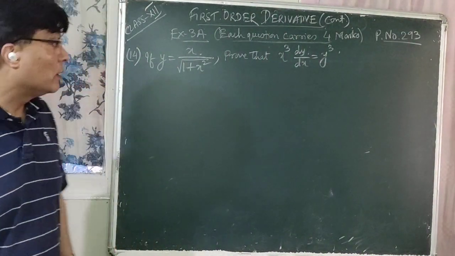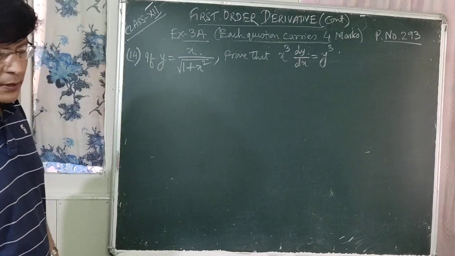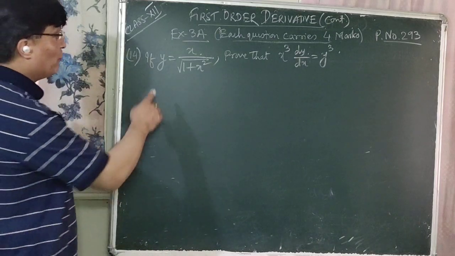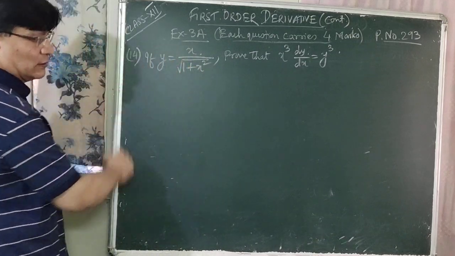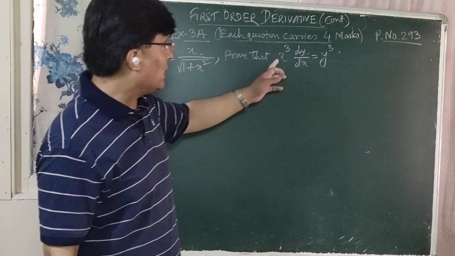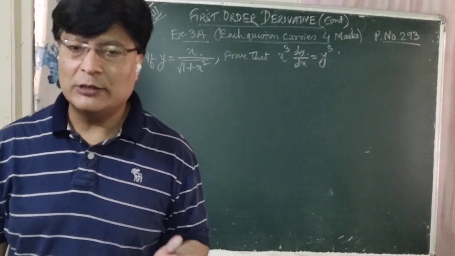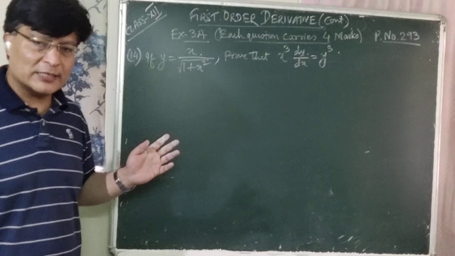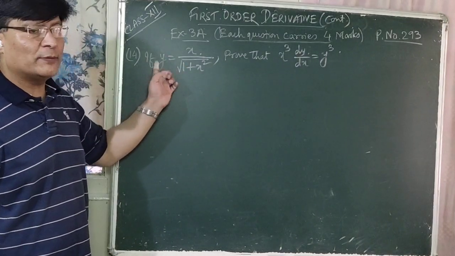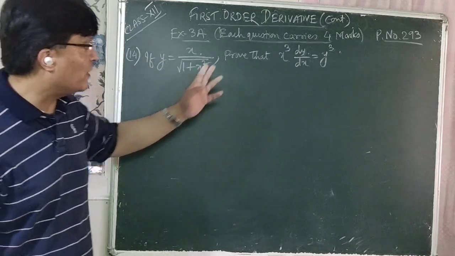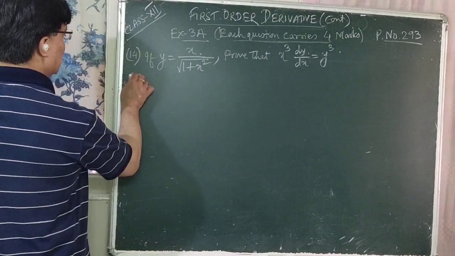So now we will do the next question, that is question number 14. So here given is, if y is equal to x upon root over 1 plus x square, it is given. You have to prove that x cube dy by dx is equal to y cube. That means you have to prove LHS is equal to RHS. So first of all, you get the value for dy by dx from given, and you prove LHS is equal to RHS. Okay.